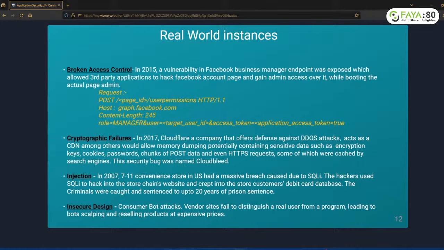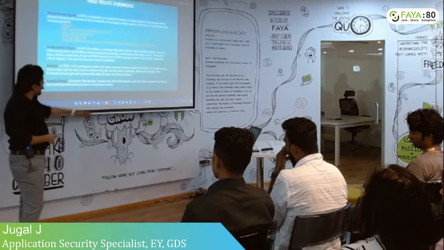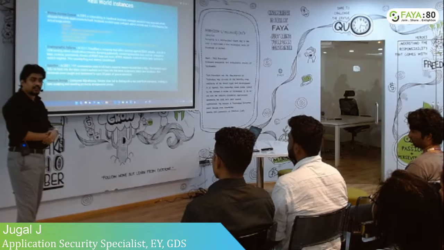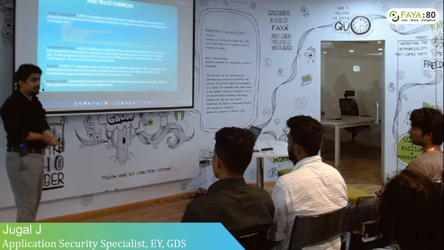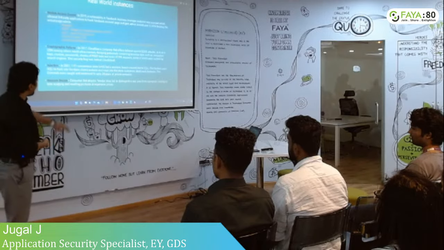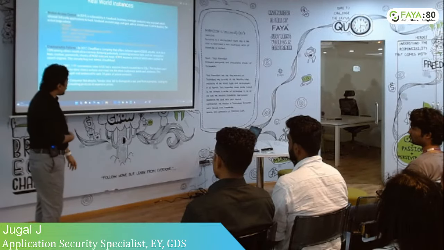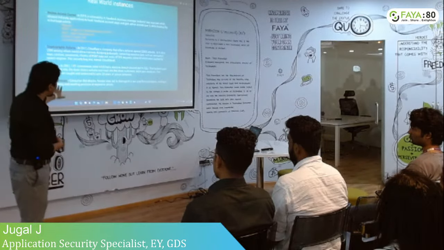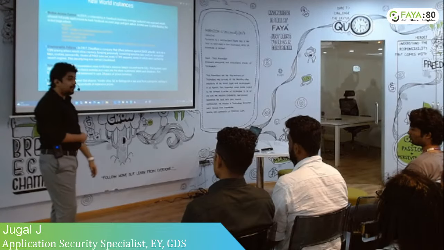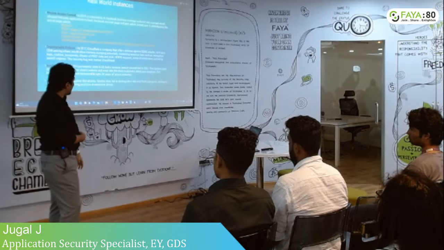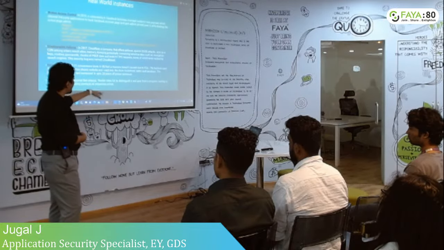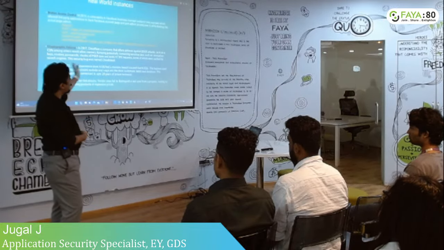And then there are the injections. So we have already talked about SQL injection, right? And XSS and all these injection attacks. So in an SQL injection, what happens is, 7-Eleven, everyone has heard about the convenience store in the US. It's one of the biggest chains there, right? So they had an attack in 2007, where they were able to leverage a SQL attack. They were able to go in and get customers' data.